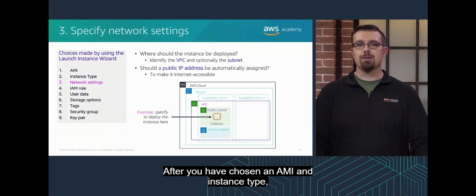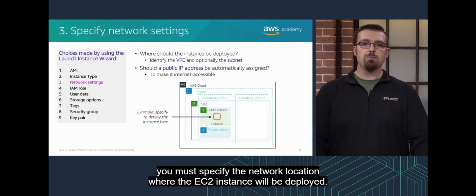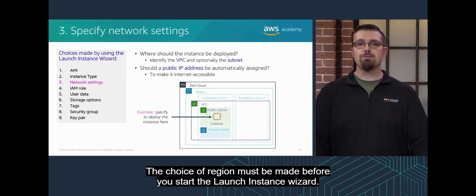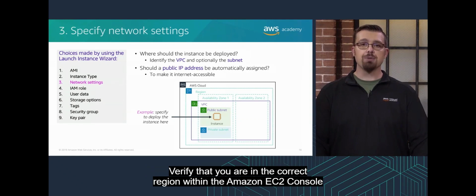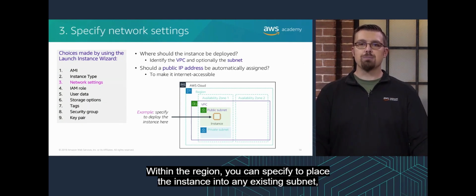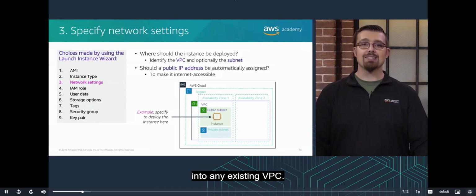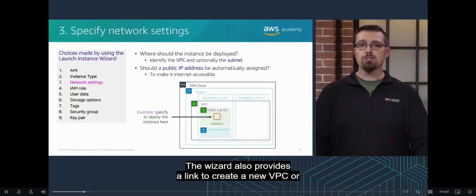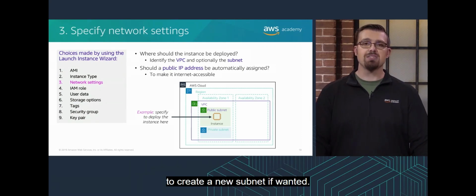After you have chosen an AMI and instance type, you must specify the network location where the EC2 instance will be deployed. The choice of region must be made before you start the launch instance wizard. Verify that you are in the correct region within the Amazon EC2 console before you choose launch instance. Within the region, you can specify to place the instance into any existing subnet, into any existing VPC. The wizard also provides a link to create a new VPC or to create a new subnet if wanted.